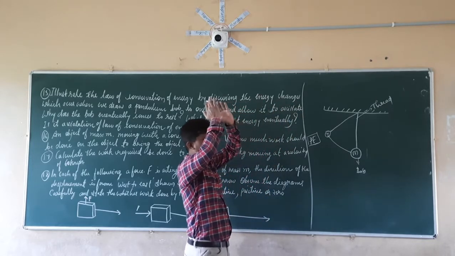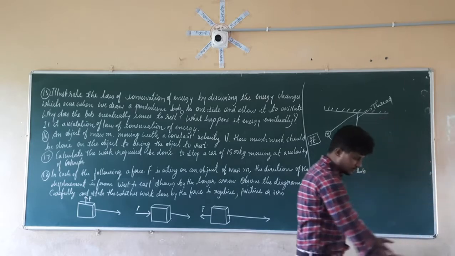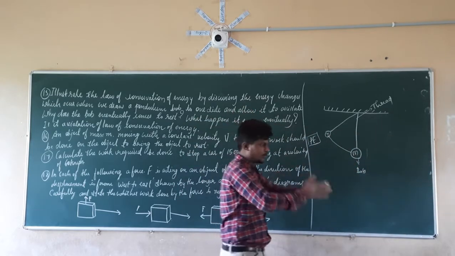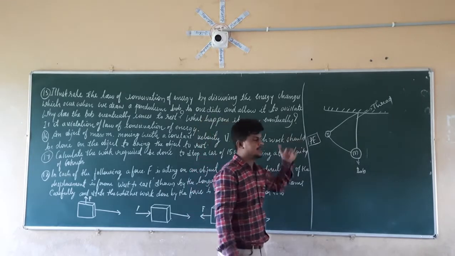So this bob, when we leave it, starts to oscillate like this. It is going to go like this, again it is going to come back like this, again it goes, and again it comes back. So continuously it is going to oscillate.